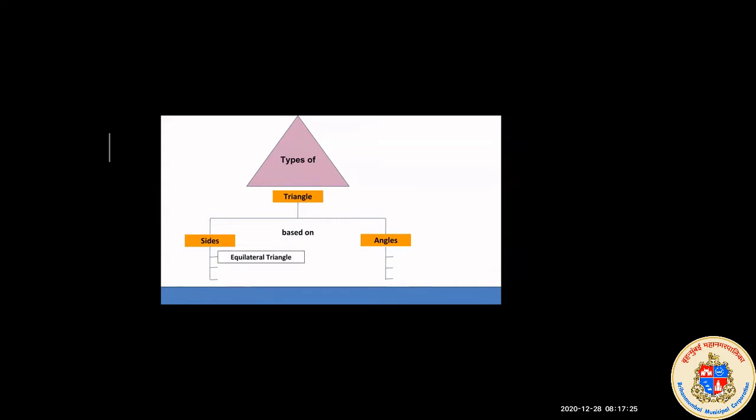So first, on the basis of side: equilateral triangle, isosceles triangle, scalene triangle. And on the basis of angle: acute angle triangle, right angle triangle, and obtuse angle triangle. So these are the different types. Now see, we have categorized triangles into six types. Six types we have: equilateral triangle, isosceles triangle, scalene triangle on the basis of the side.